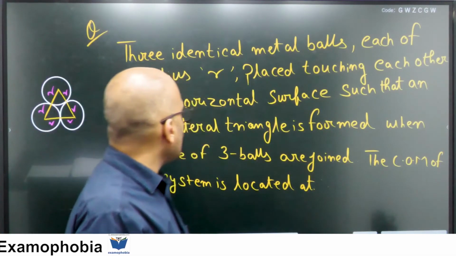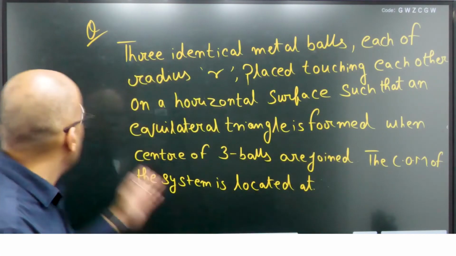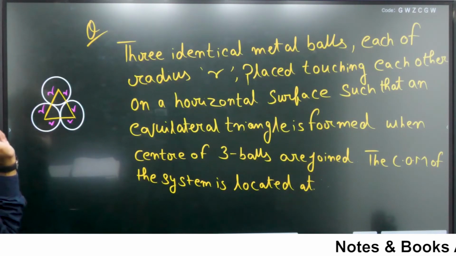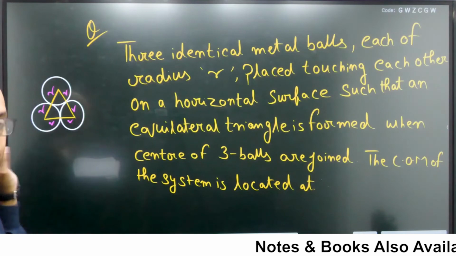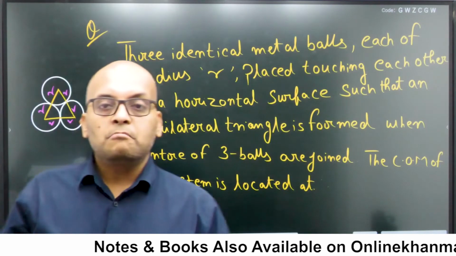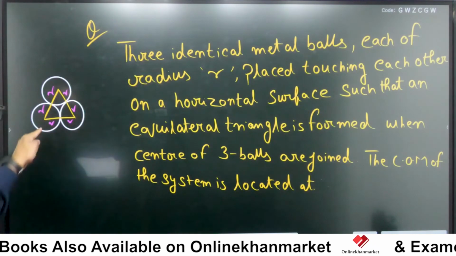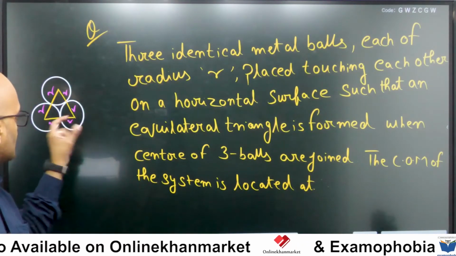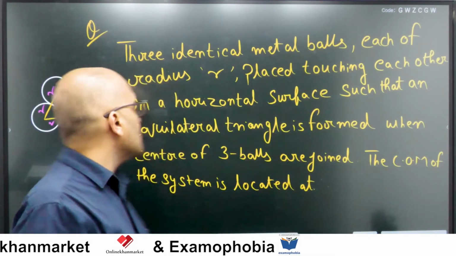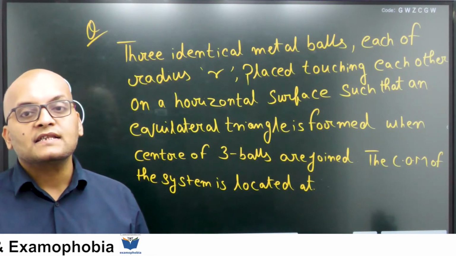Such that an equilateral triangle is formed when the centers of the three balls are joined, as I told you. And you can see yourself also that this triangle is equilateral with side 2r. And how is this triangle formed? This triangle is formed by joining the centers of these three balls. So a triangle is formed and this triangle is equilateral. Fine. So we have to find out the center of mass of the system. We have to tell where the center of mass of this system is located.